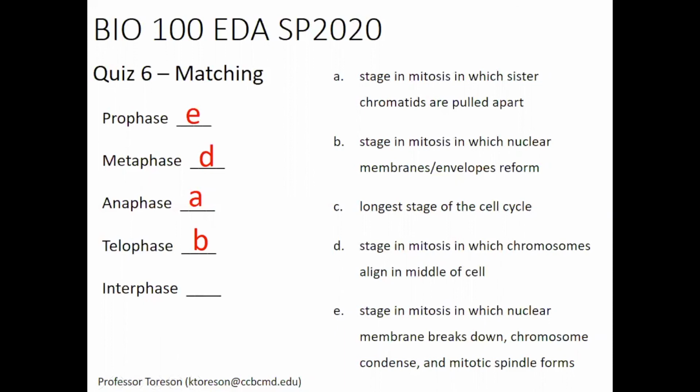And finally, the last term here, interphase, that is the longest stage of the cell cycle. It's where the cell spends most of its time.